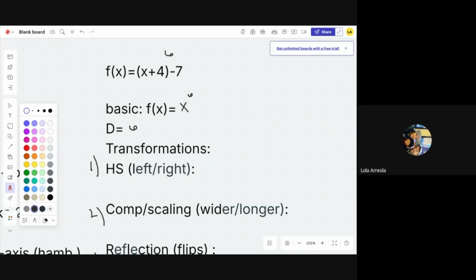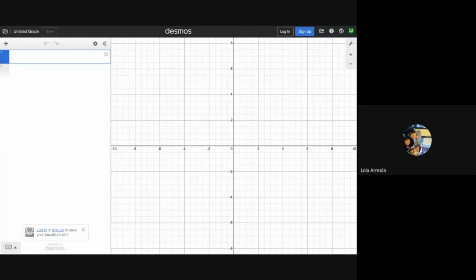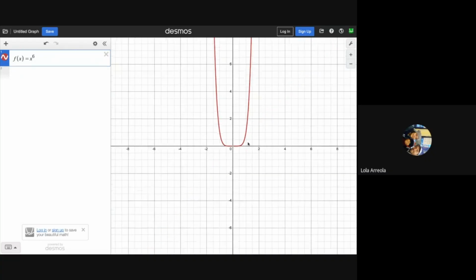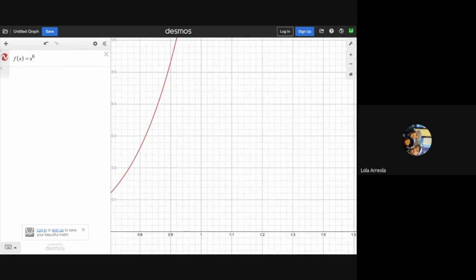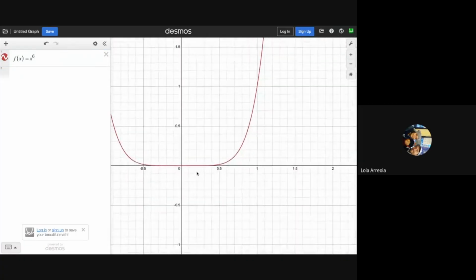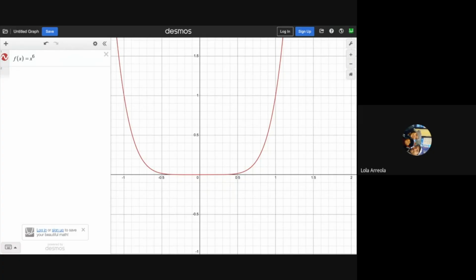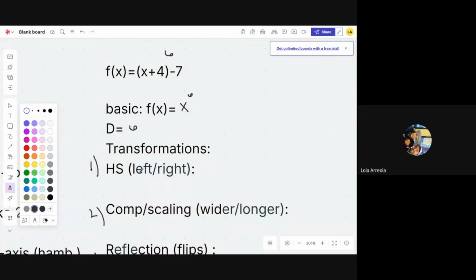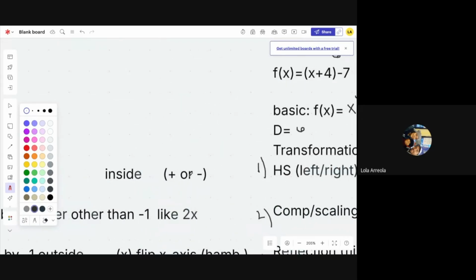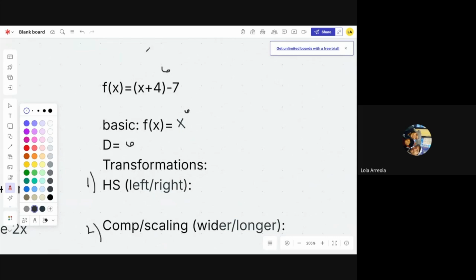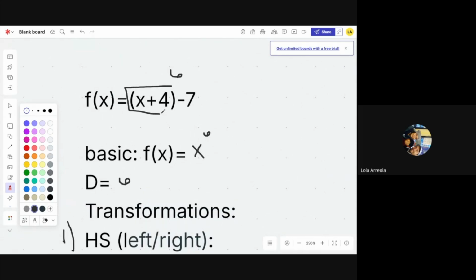let me pull up Desmos real quick so you guys can see. So we have f of x is equal to x to the 6th power. Or let's just do this, x to the... All right, so this would be the basic function. Without transformations, let's see how these transformations apply. So horizontal shift happens when I have addition or subtraction happening inside parentheses to the x. So I look inside parentheses, I see addition of 4.